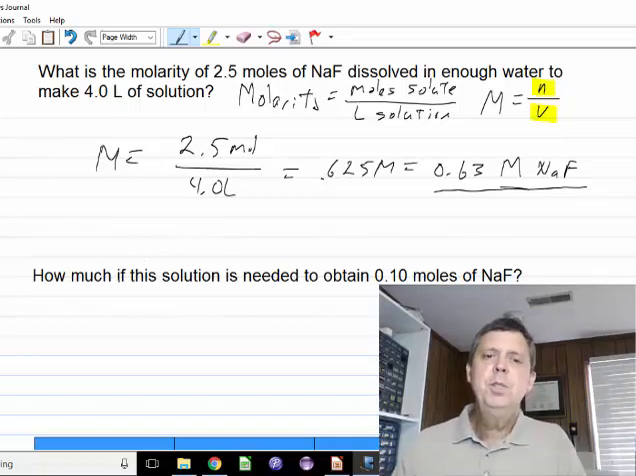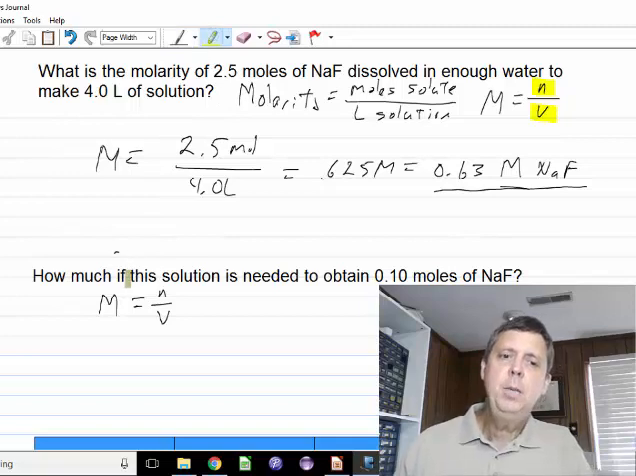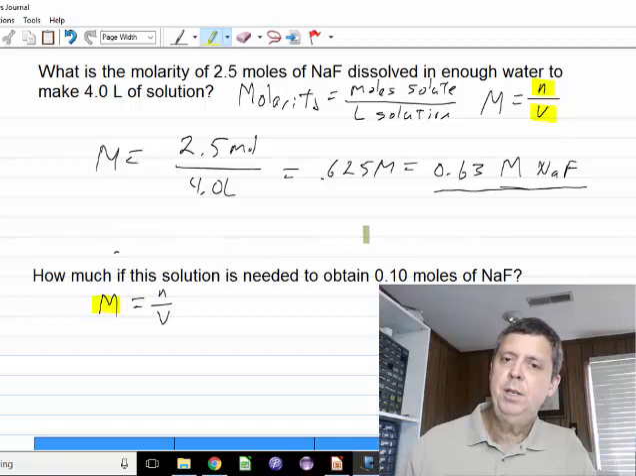So how much of this solution is needed to obtain 0.1 moles of sodium fluoride? Well, let's go back to the equation. Always go back to molarity is moles over liters. And I look at what I'm given. Well, the same solution, I know the molarity now because we calculated it up here. Sorry, I need to have 0.1 moles. So I really solve for volume. So I need to rearrange this expression to solve for volume.